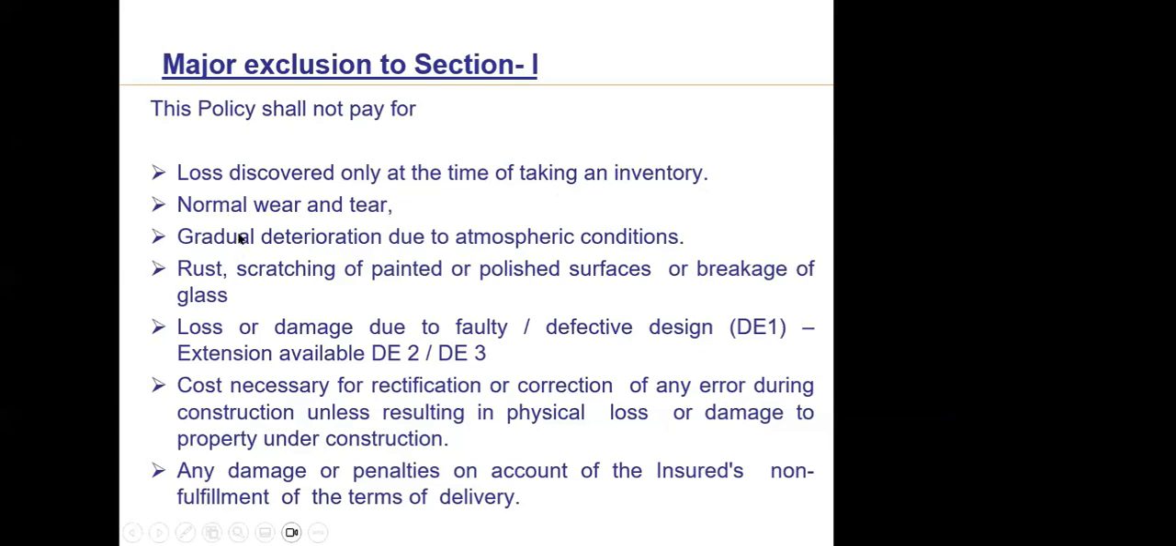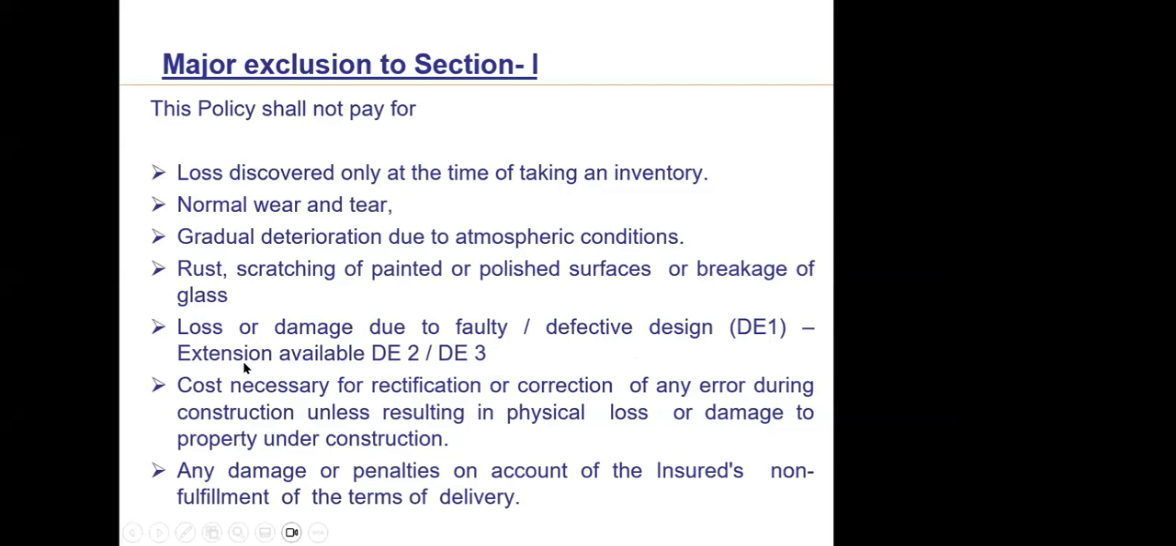Then normal wear and tear, gradual deterioration due to atmospheric condition, rust, scratching and all these things, or polished surface, breakage of glass, loss or damage due to design defect. Design defect, I'll be explaining DE1, 2 and 3. I'll be explaining each one of them. What does it mean? Any loss or damage due to failure of design, defective design, is also not covered. It is excluded unless it is taken as add-on cover.